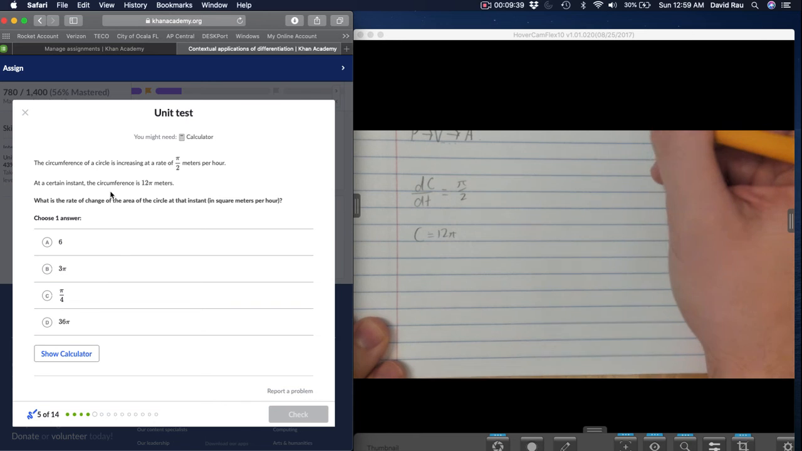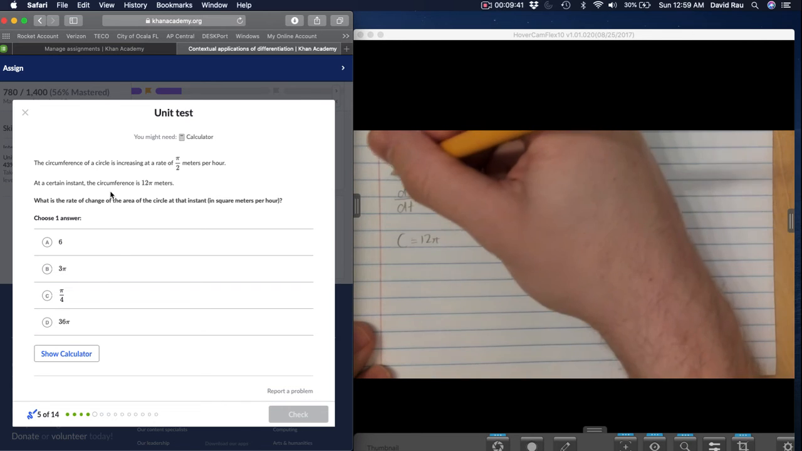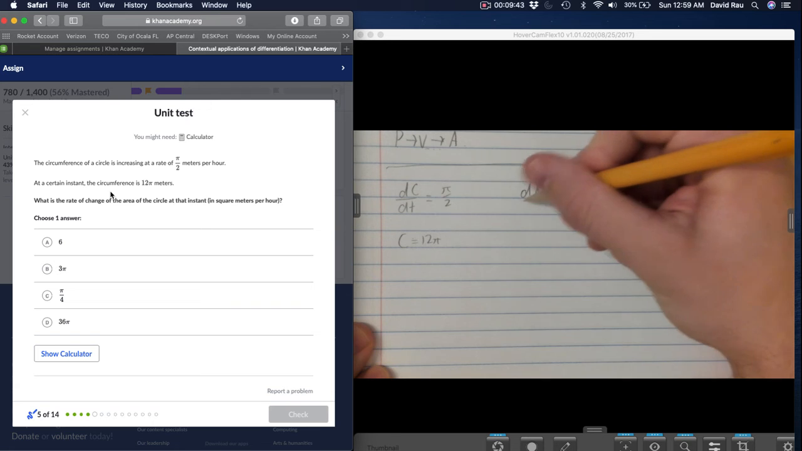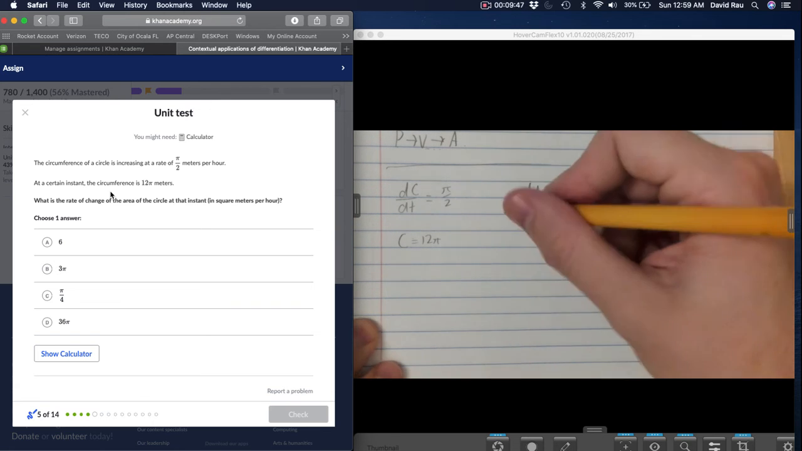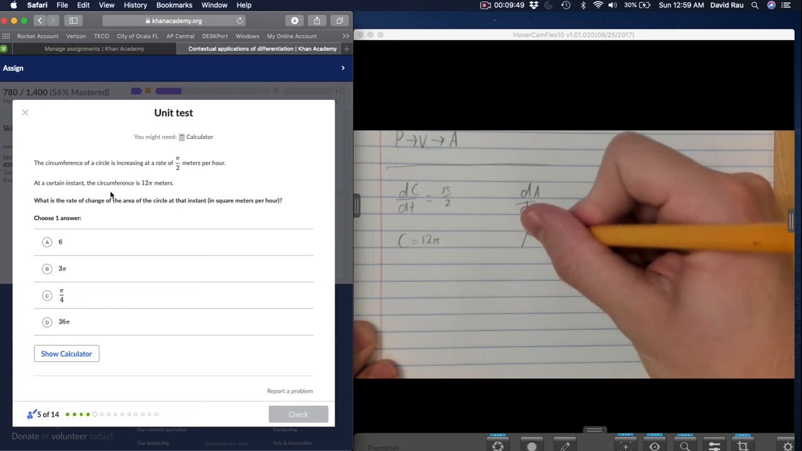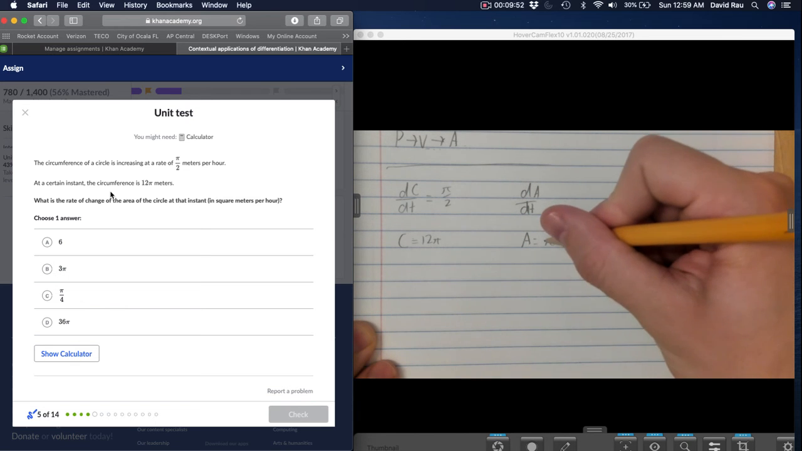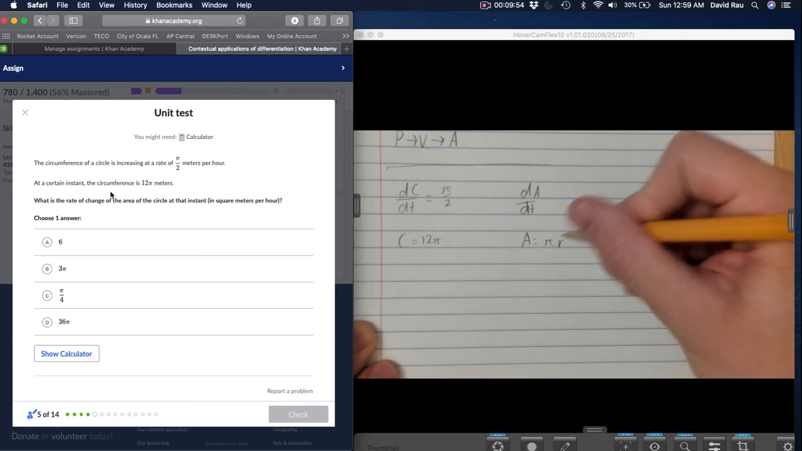And this time the question is, what is dA dt, the change in the area? So the idea is, if we want to know what dA dt is, we want to start by saying, well, what is just the area of the circle? And that's pi r squared.